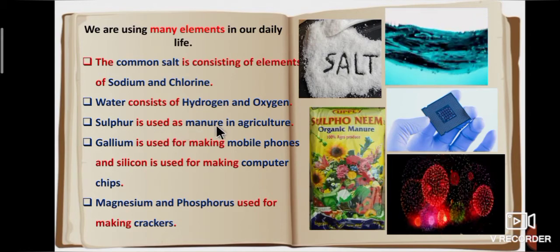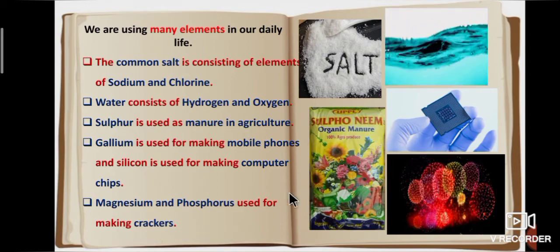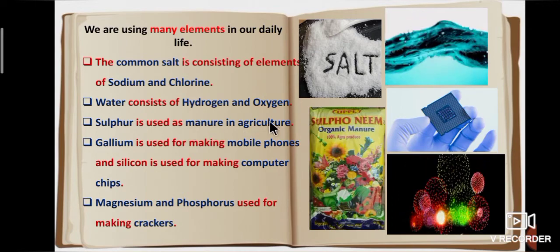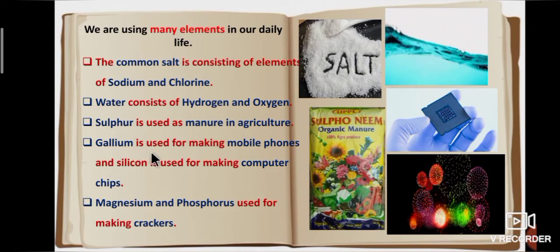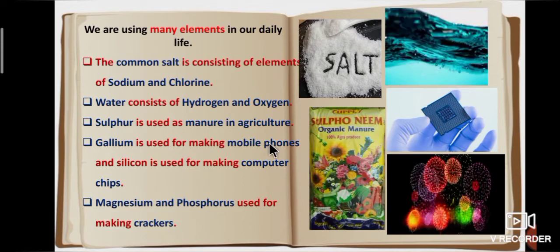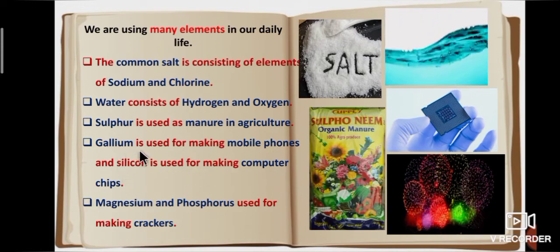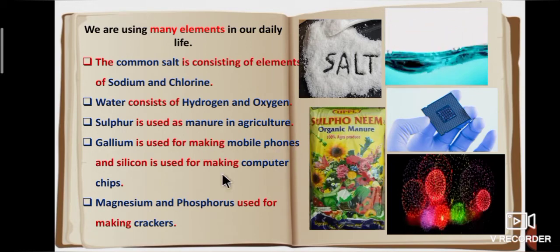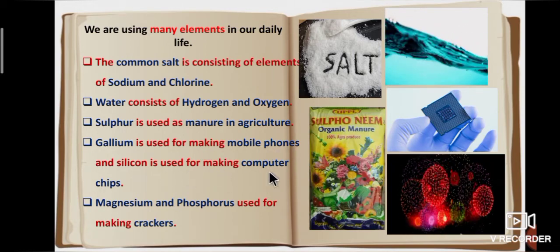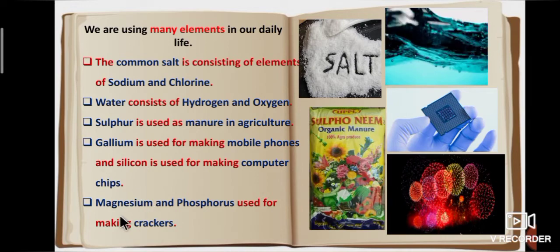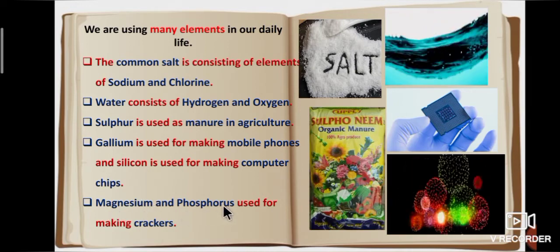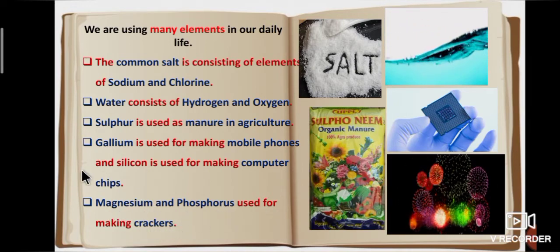Sulfur is used as manure in agriculture. Gallium is used for making mobile phones and silicon is used for making computer chips. Magnesium and phosphorus are used for making crackers.